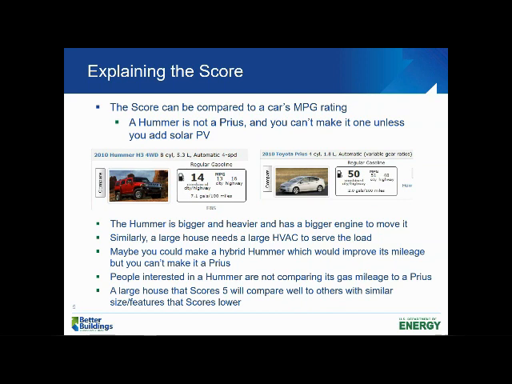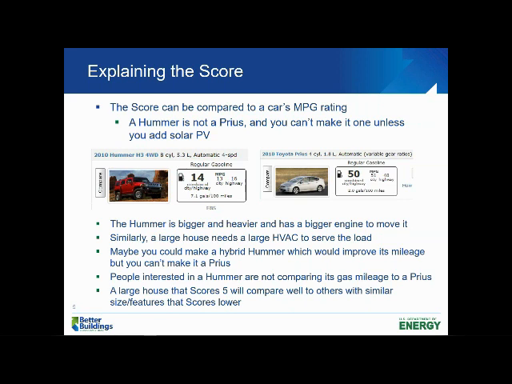To push this a little bit further, to better align it with the idea of the miles per gallon rating, a Hummer is not a Prius, and you can't make it one unless you have PV. If you got a hybrid Hummer and you put a PV panel on the roof, maybe you make it a little bit better. But the Hummer is bigger, it's heavier, it requires a bigger engine to move it. It's just not as energy efficient. As shown here, it has an MPG of 14 miles per gallon. The Prius, on the other hand, 50 miles per gallon. We've got an 8-cylinder, 5.3 liter engine in the Hummer, much smaller one in the Prius.